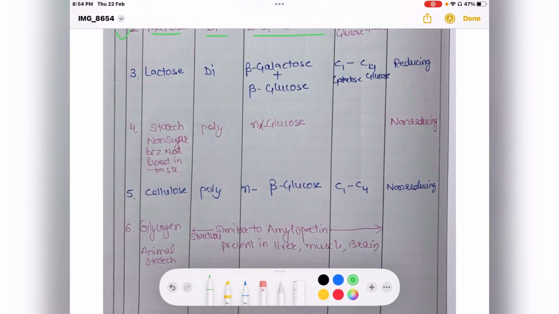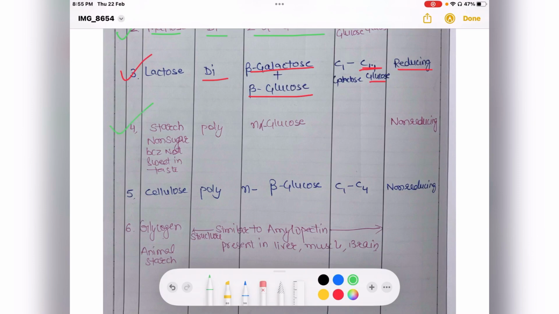Next is lactose. Lactose is a disaccharide. On hydrolysis, when you add water to lactose, it changes into beta galactose and beta glucose. In case of lactose, there is a C1-C4 linkage. C1 carbon of galactose, which is a carbonyl carbon, forms an oxide linkage with the C4 carbon of glucose, which is a non-carbonyl carbon. That's why lactose is a reducing sugar.